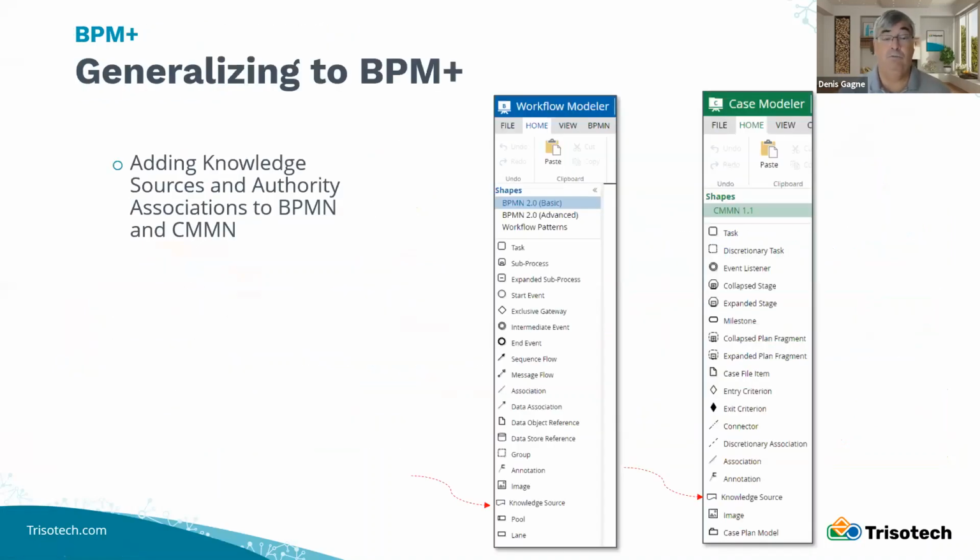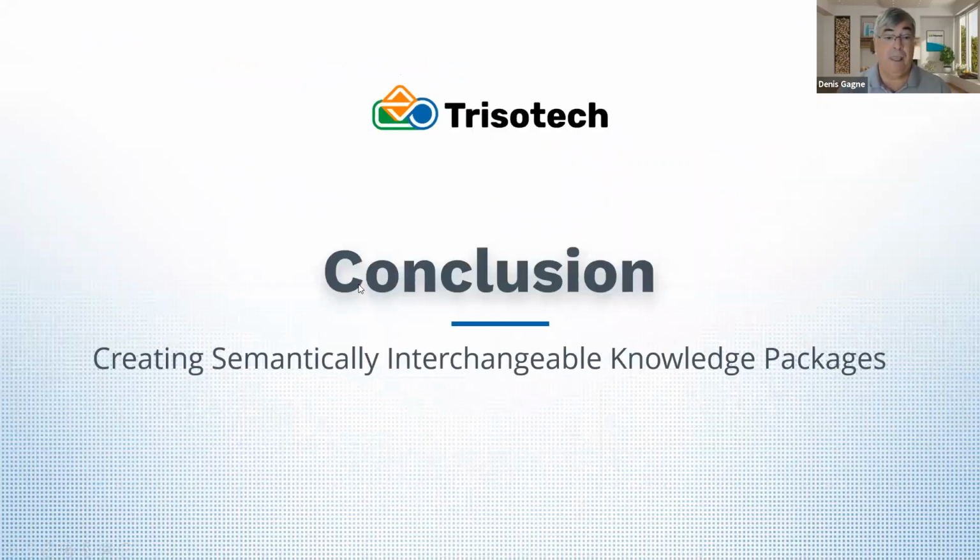And I would argue that all that's needed to bring all this within BPMN and CMMN is to have the capability of having knowledge source in our models and being able to have our labels, as I've shown in the DMN model, that are disambiguated by a vocabulary and concept maps. And that way, we can do the same disambiguation in a BPMN model or case model in CMMN, giving us what I consider more semantically interchangeable knowledge packages.